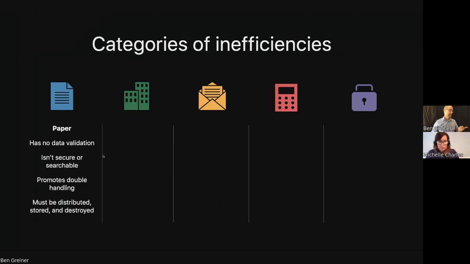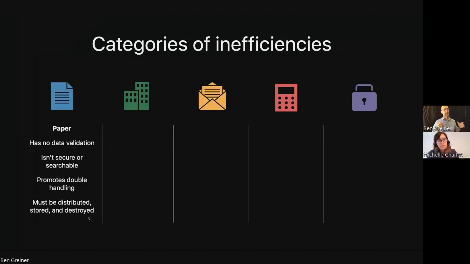In fact, that's the second topic here. It's not searchable. It's certainly not secure. Obviously, it's secure in the sense that you can see it and you can keep track of it, but it's also easy to lose. Promotes double handling. As soon as you print out a copy, how many people in your organization are printing out that same copy in order to work on something? And then it must be distributed, must be stored, must be destroyed, and or lost, which is typically what happens.